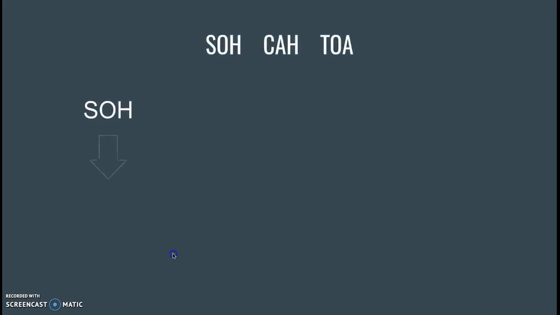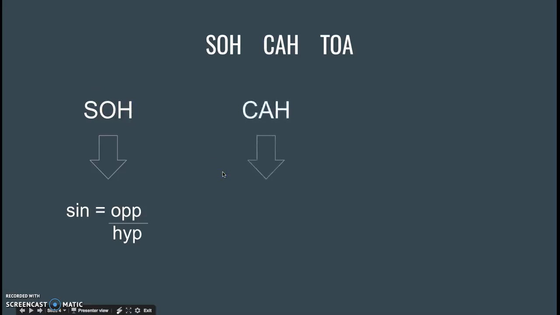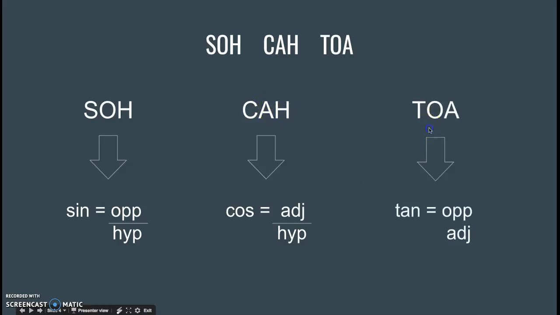SOH is for sin. It is opposite over hypotenuse. CAH can be used for cosine, as it is adjacent over hypotenuse. And TOA is for tan, as it is opposite over adjacent. So what does all this hypotenuse and opposite and adjacent mean, and how do we find those?